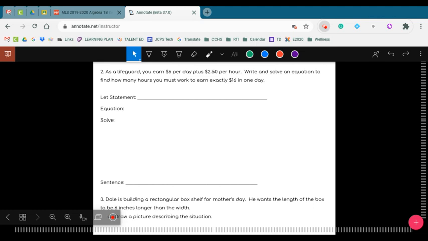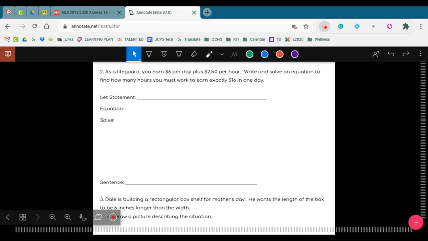Okay, next problem. It says as a lifeguard, you earn $6 per day plus $2.50 per hour. Write and solve an equation to find how many hours you must work to earn exactly $16 in a day.